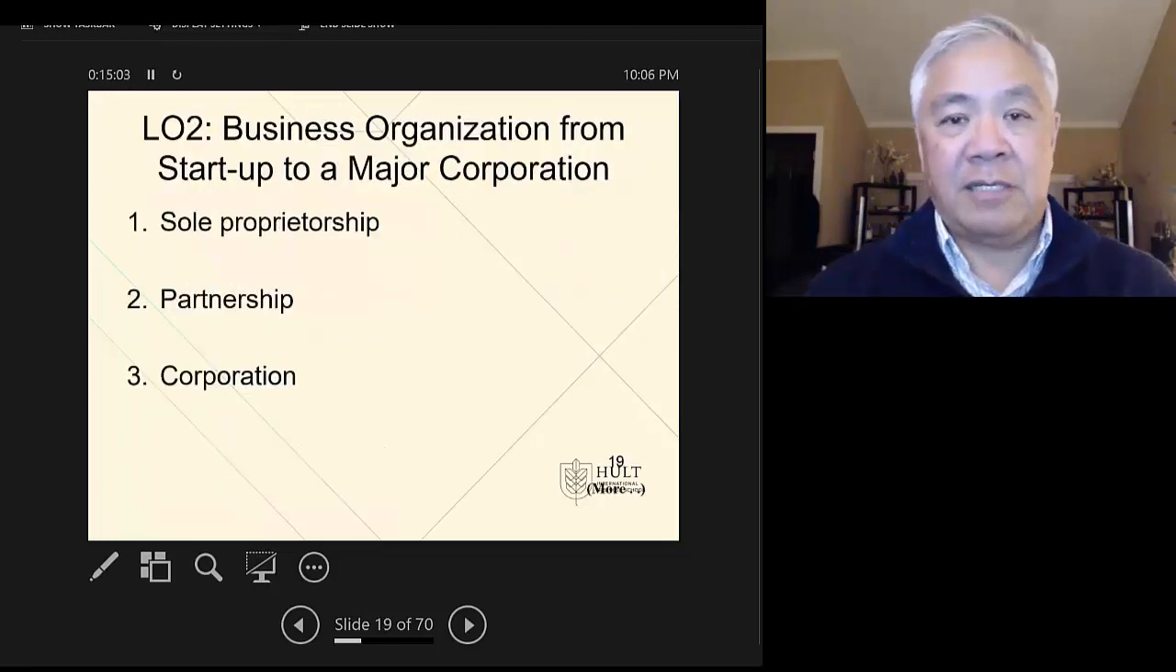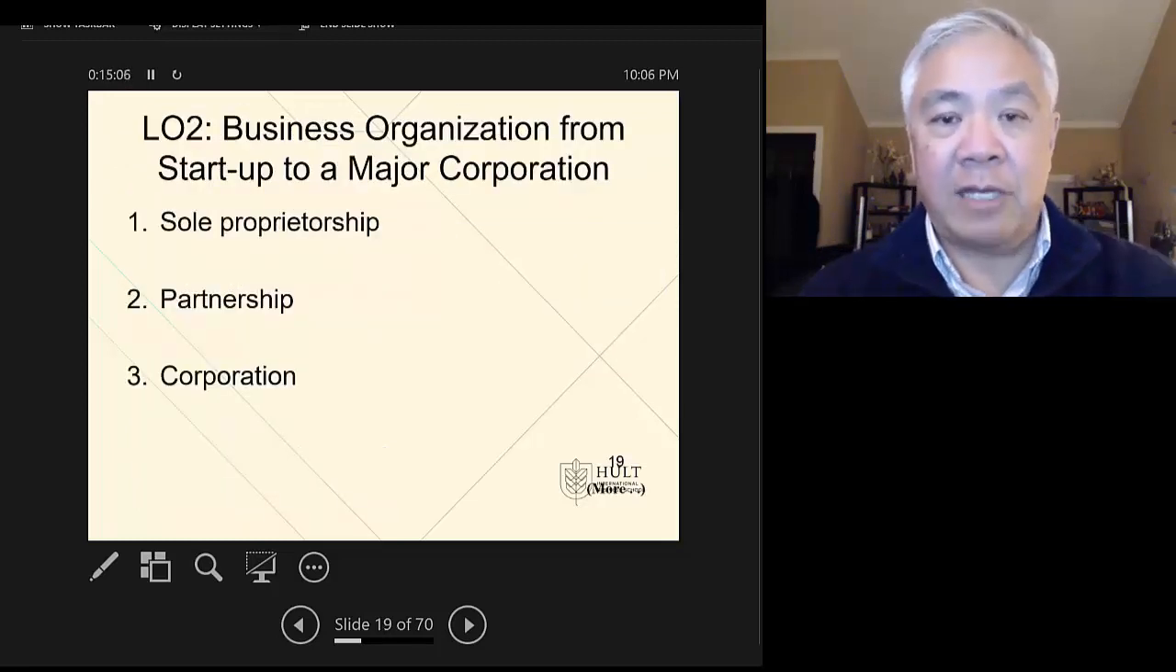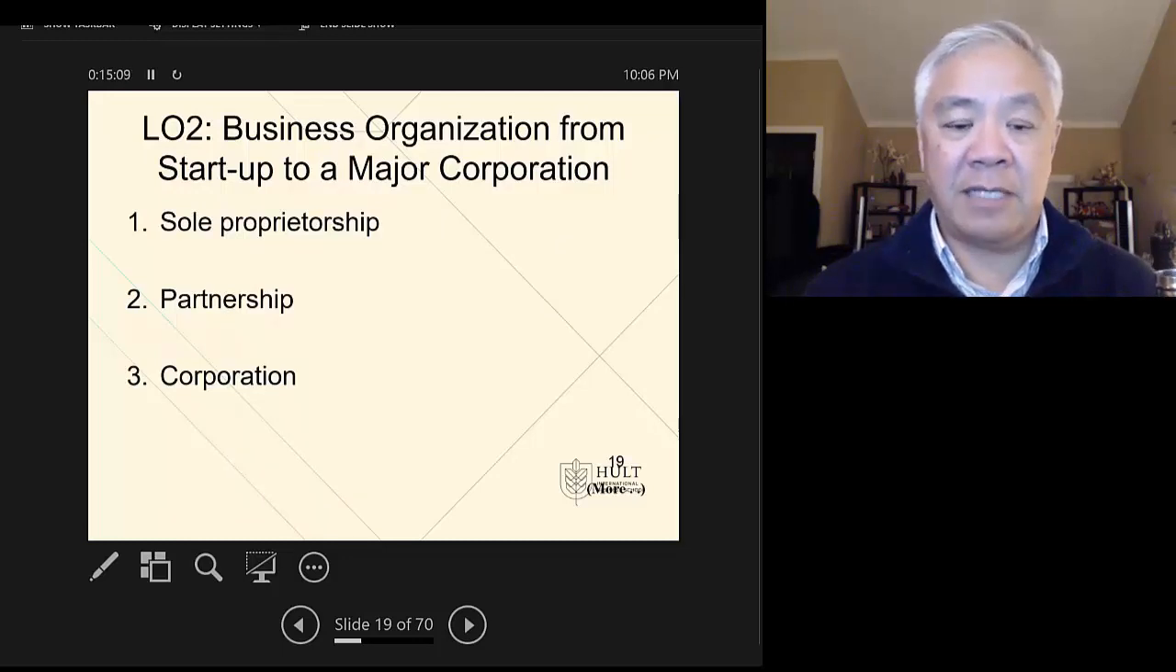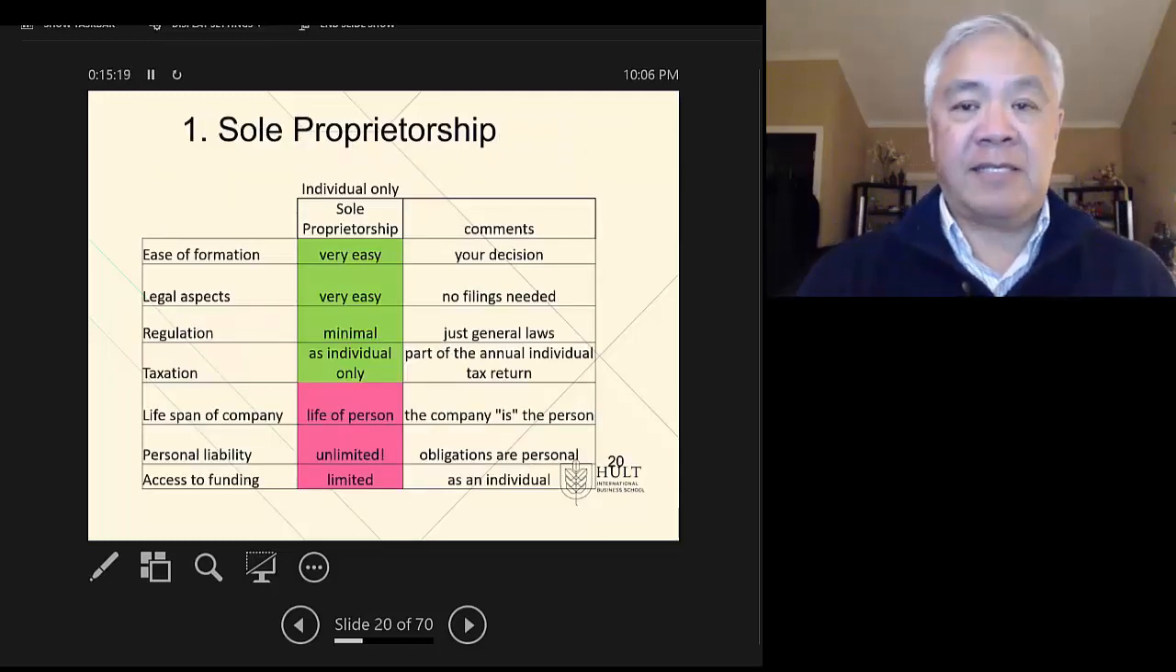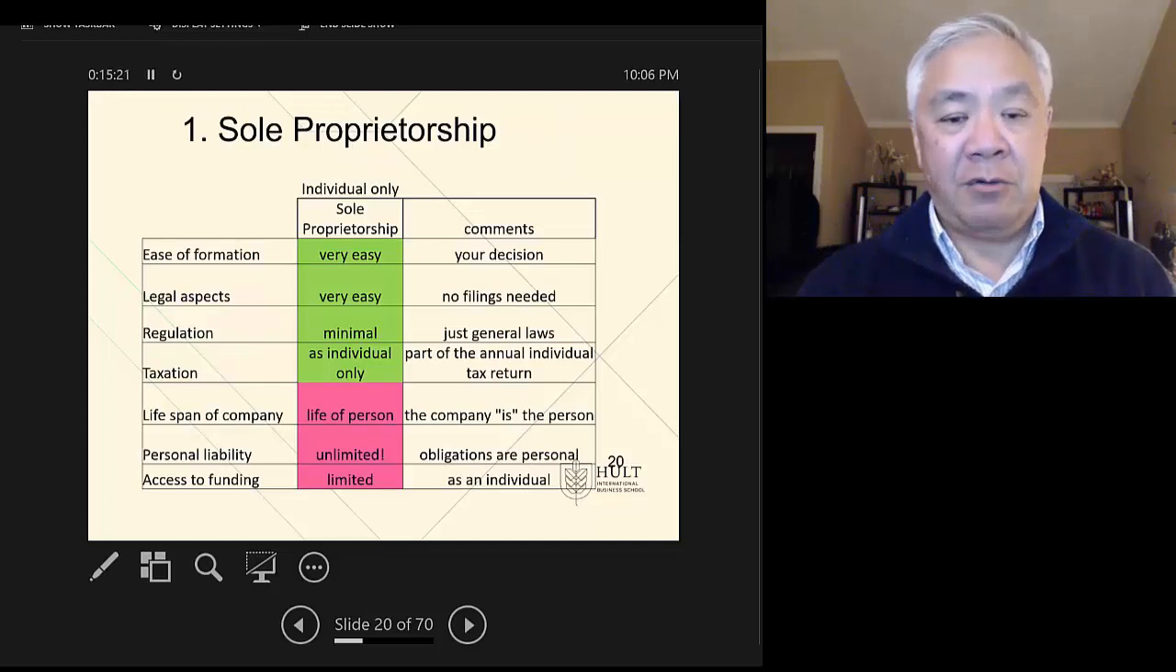So the next section deals with organizational form. And we'll look at three different types of organizations: sole proprietorships, partnerships, and corporations. The easiest is a sole proprietorship. It's your business. So you start a business and you call it ABC Co., but it's really just you.